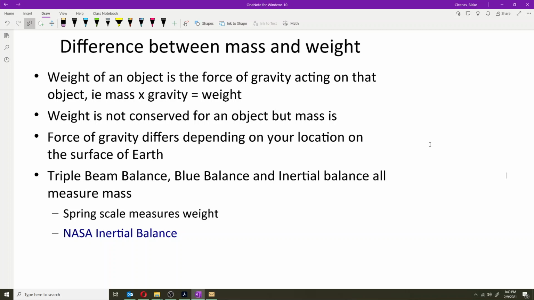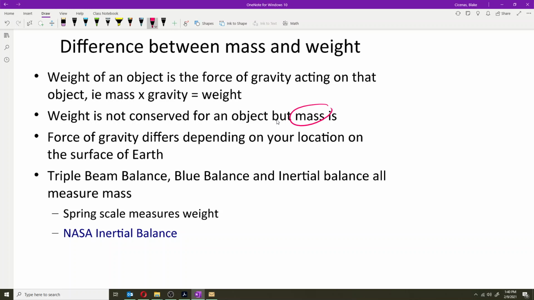And on the space station, I probably won't be able to weigh myself because I can't step on a scale because there's not enough gravity. So your weight is not conserved, but your mass is always going to be the same, because I'm still going to be 100 kilograms at that space station. It's not magically going to go away. I just won't be able to step on a scale. So that's what the second line means right here, where it says weight is not conserved for an object, but its mass is. So your mass always is going to stay the same.